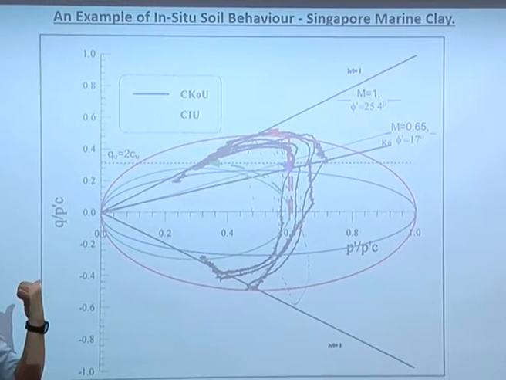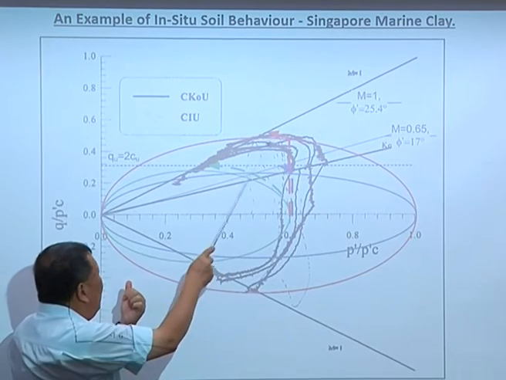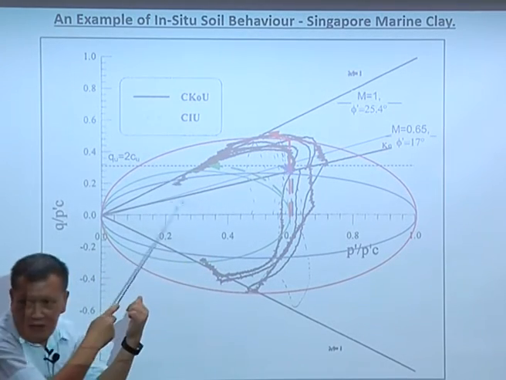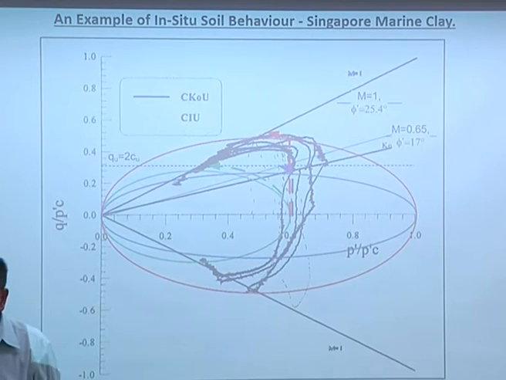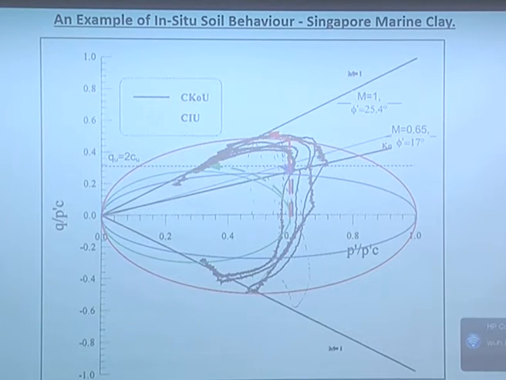Doesn't it look like a cemented soil? This is an undrained stress path going all the way up and then coming down along the critical state line, generating structural collapse. You get structural collapse when you shear marine clay, and it's a very soft clay, and yet it is cemented.